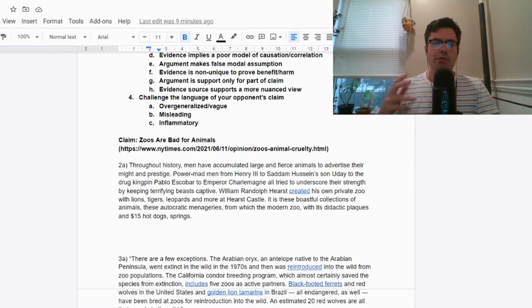And she makes this argument. Throughout history, men have accumulated large and fierce animals to advertise their might and prestige. Power-mad men from Henry III to Saddam Hussein's son Uday to the drug kingpin Pablo Escobar to Emperor Charlemagne all tried to underscore their strength by keeping terrifying beasts captive. William Randolph Hearst, who's the newspaper magnate from back in the day, created his own private zoo with lions, tigers, leopards, and more at Hearst Castle. It is these boastful collections of animals, these autocratic menageries, from which the modern zoo with its didactic plaques and $15 hot dogs springs.